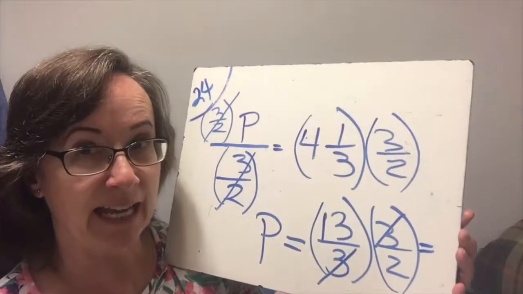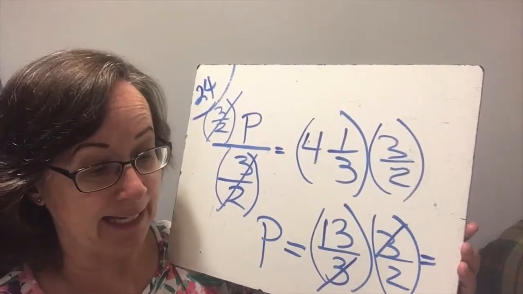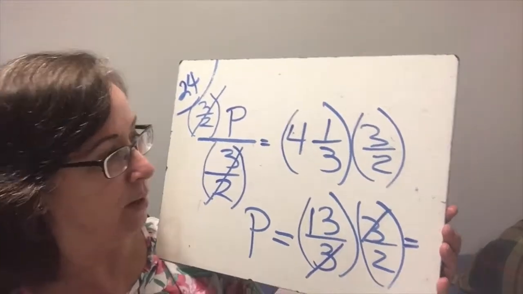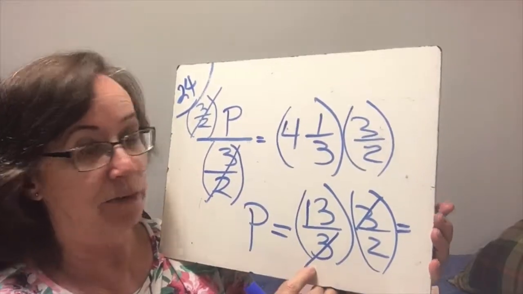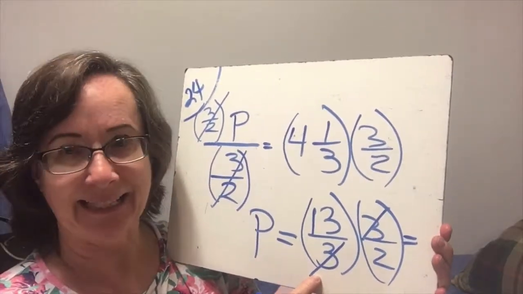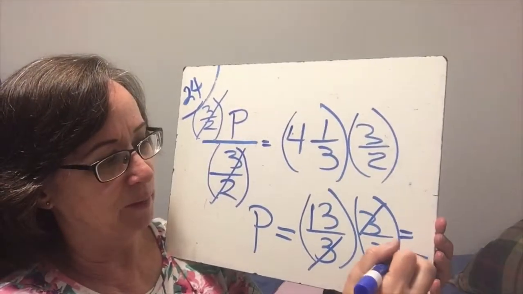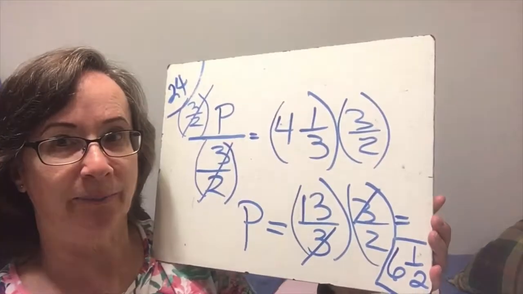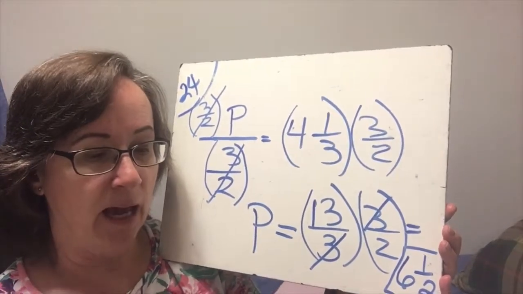And 13 halves is the correct answer, but I would put it back into a mixed number form because you have a mixed number in your problem. So 13 halves would be 6 and 1/2, and that would be the answer. Okay, so you have to go with what your teacher's doing on that.